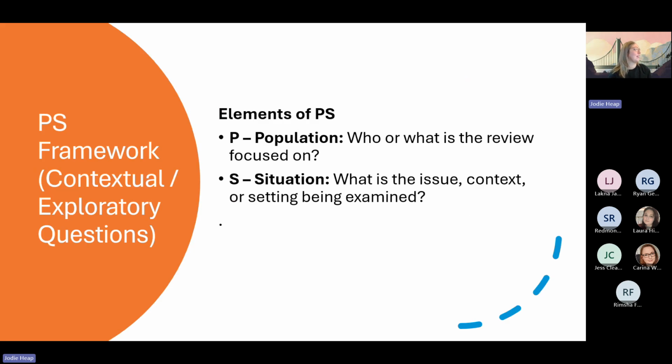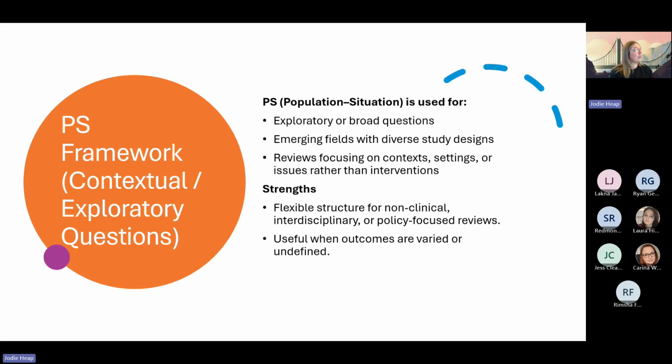And then we have the PS framework, which is contextual and aimed at more exploratory questions. So again, population: who or what is the review focused on, and situation: what is the issue, context, or setting being examined? Commonly used for exploratory or broad questions, emerging fields with diverse study designs, reviews focused on context, settings, or issues rather than interventions. The strengths really are that it's flexible in structure for non-clinical, interdisciplinary, or policy-focused reviews, and useful when outcomes are varied or undefined.